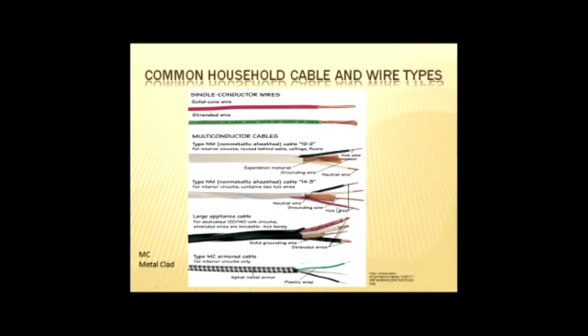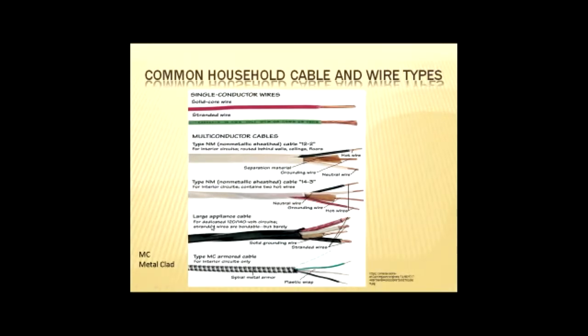What's the difference between metallic and non-metallic? The metallic and non-metallic, it applies to the jacketing. All right, so this is the non-metallic jacketing, plastic PVC jacketing. And over here is an armored cable, which is a metallic jacketing. Okay, so metallic versus non-metallic, it applies to the jacketing.